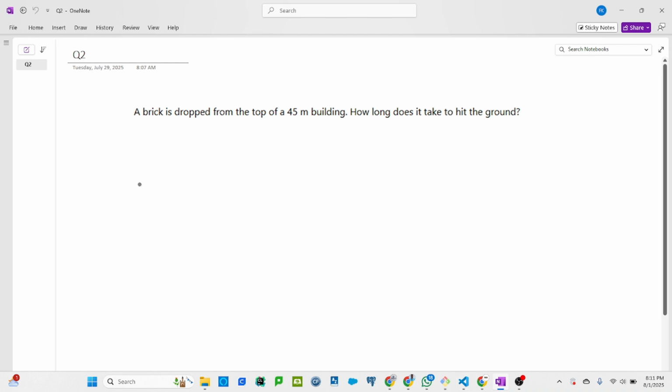A brick is dropped from the top of a 45-meter building. How long does it take to hit the ground? So the height is 45 meters and the initial velocity is 0. Why is it zero?